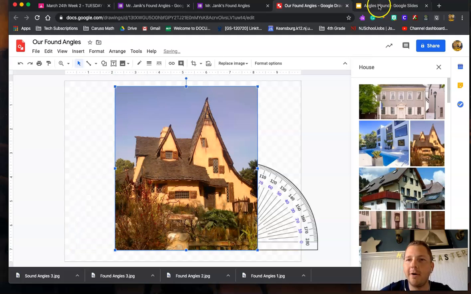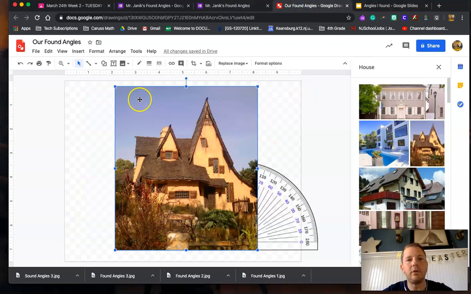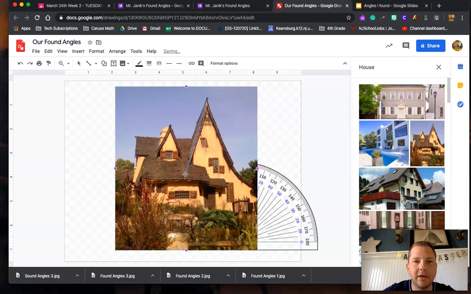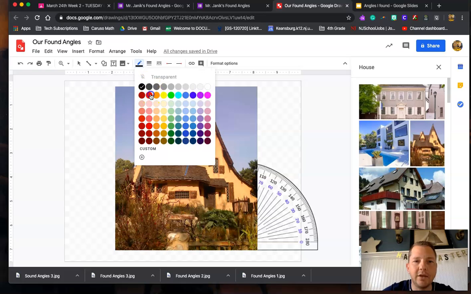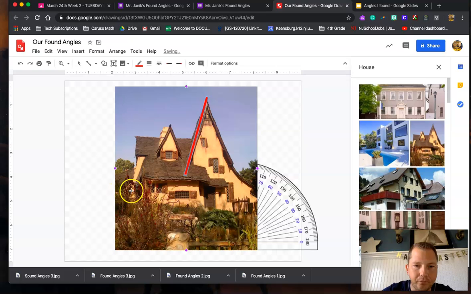Now, if you remember over here in mine, I drew in these red lines to make it a little bit easier. We can do that too. Let's go to lines. You see it right here. I'm going to draw myself a line, actually right here. And I'm going to change the color to red, and I'm going to make it thick. And then I'm going to draw a nice straight line at the bottom so I can measure that angle.